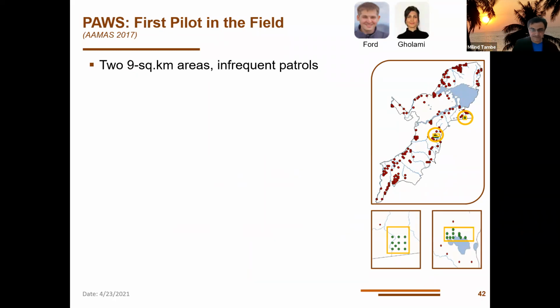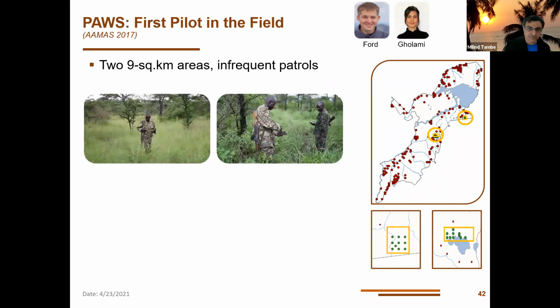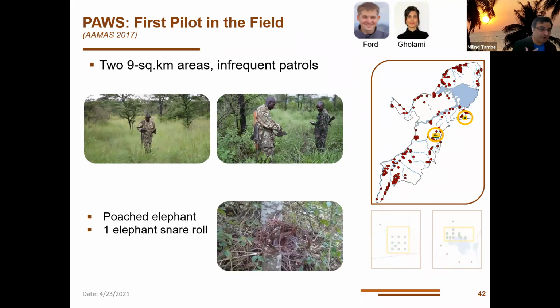In this pilot test, which was conducted over a month, we identified these areas. The rangers started patrolling them, and they found lots of things. Among them, a poached elephant with its tusks cut off. We were too late for this elephant, but they found an elephant snare roll afterwards. So poachers were active in the area. They were killing these elephants, but before they could kill the next set of elephants, we were able to remove this elephant snare roll, potentially saving the lives of elephants. And then antelope snare rolls were found and removed. This pilot test was very encouraging.